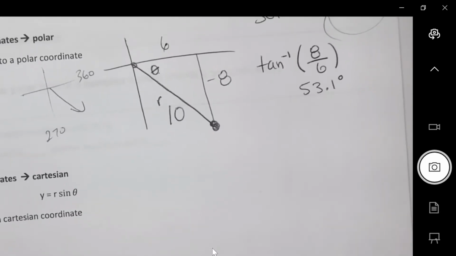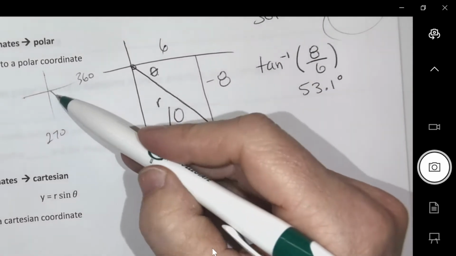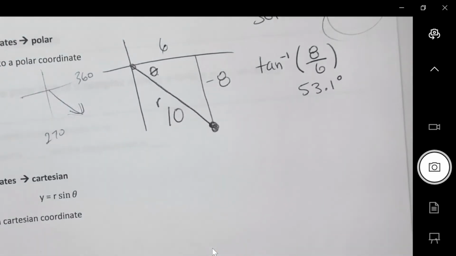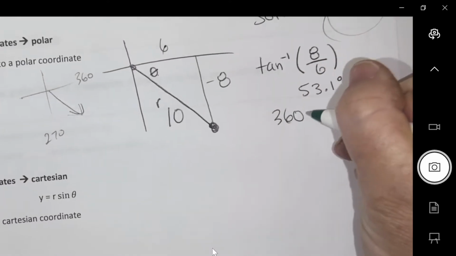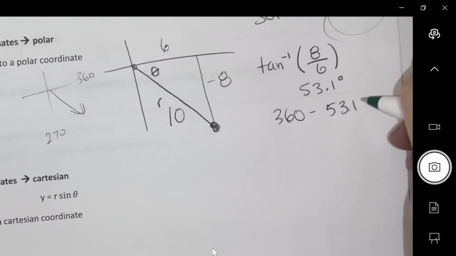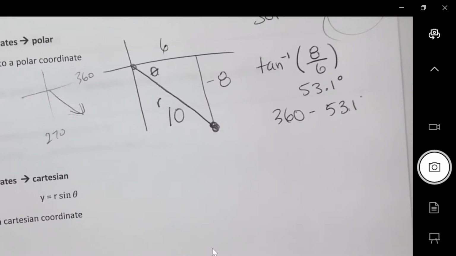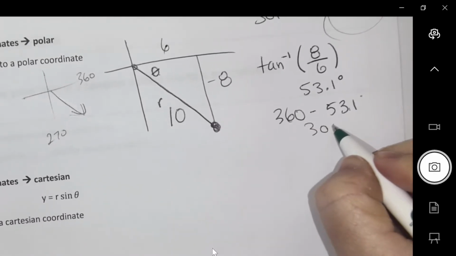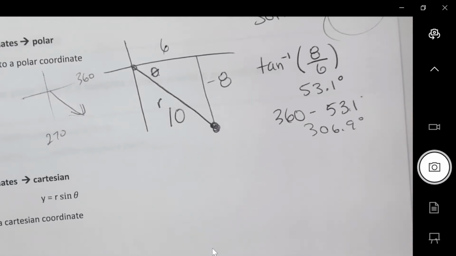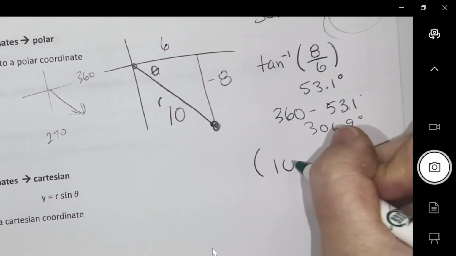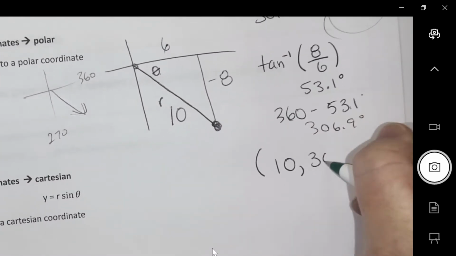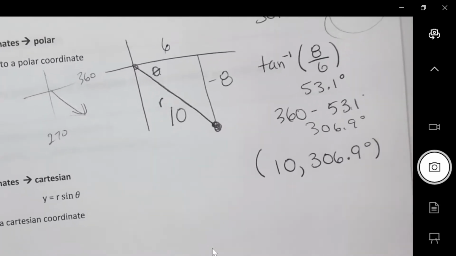Okay, so how do I actually figure out this direction? What would you do to get that location? What would you do there? 360 minus it, right? So how do I write it as a polar coordinate? I go like this. We go out for 10 at a direction of 306.9.